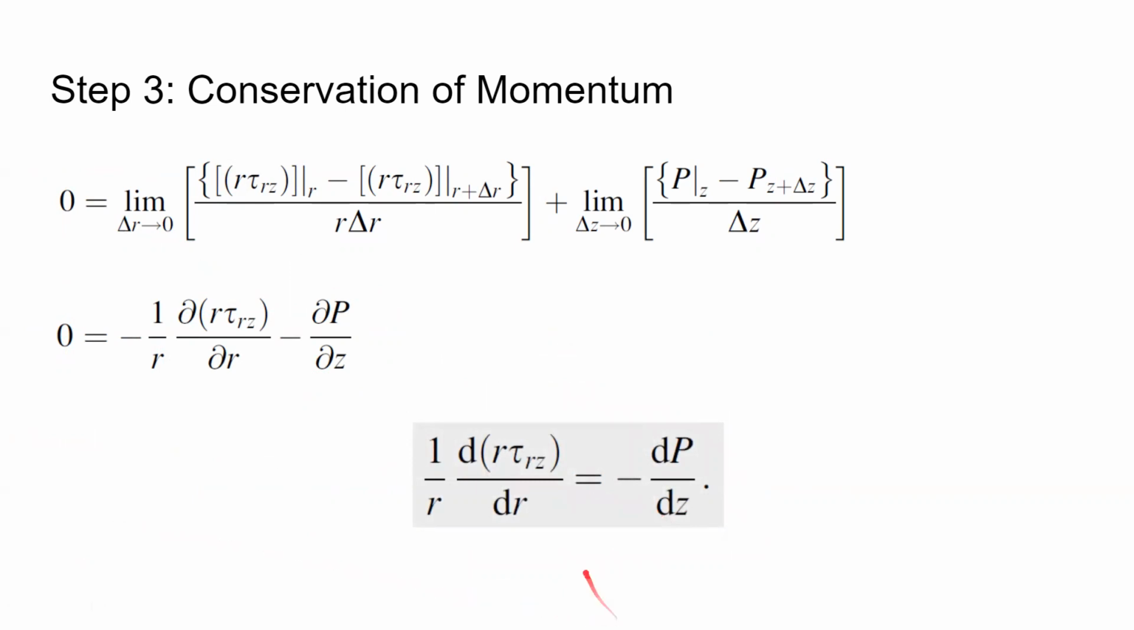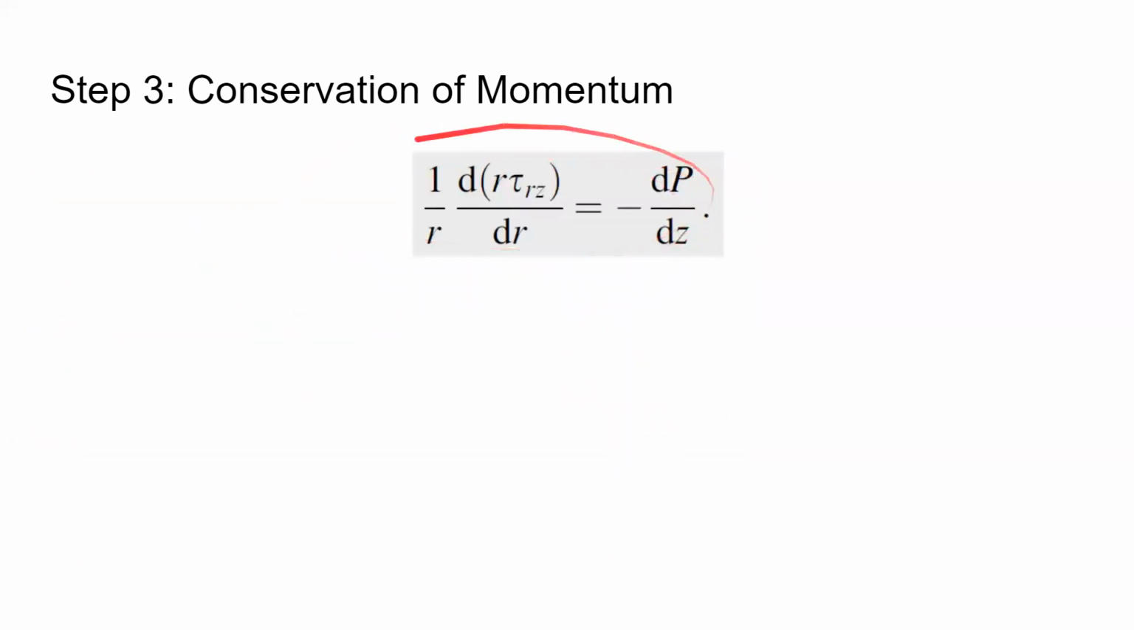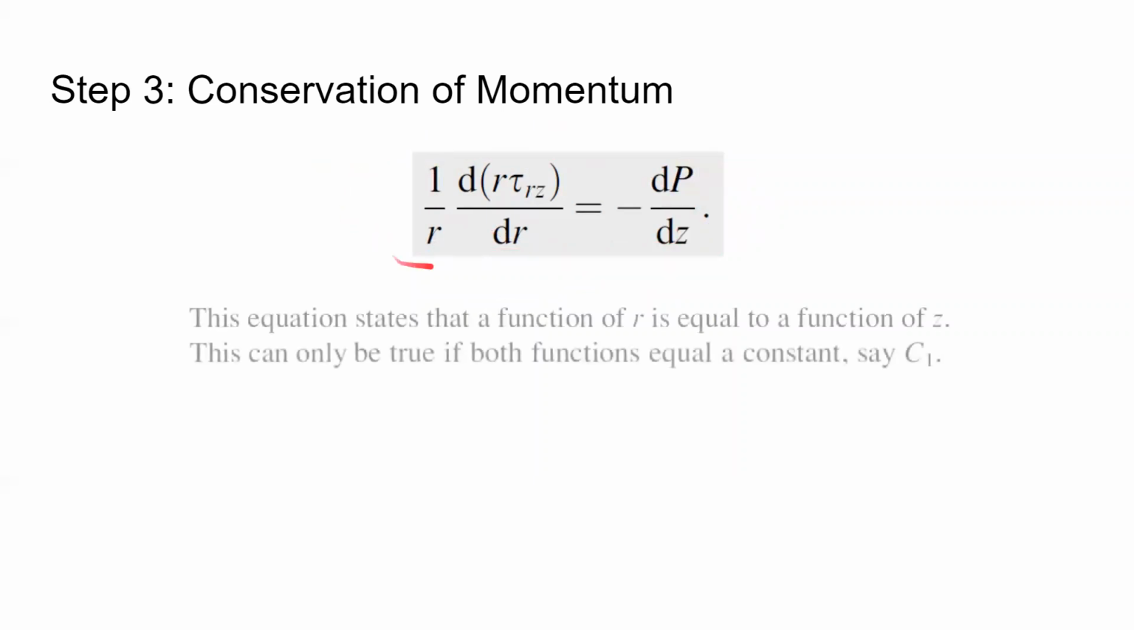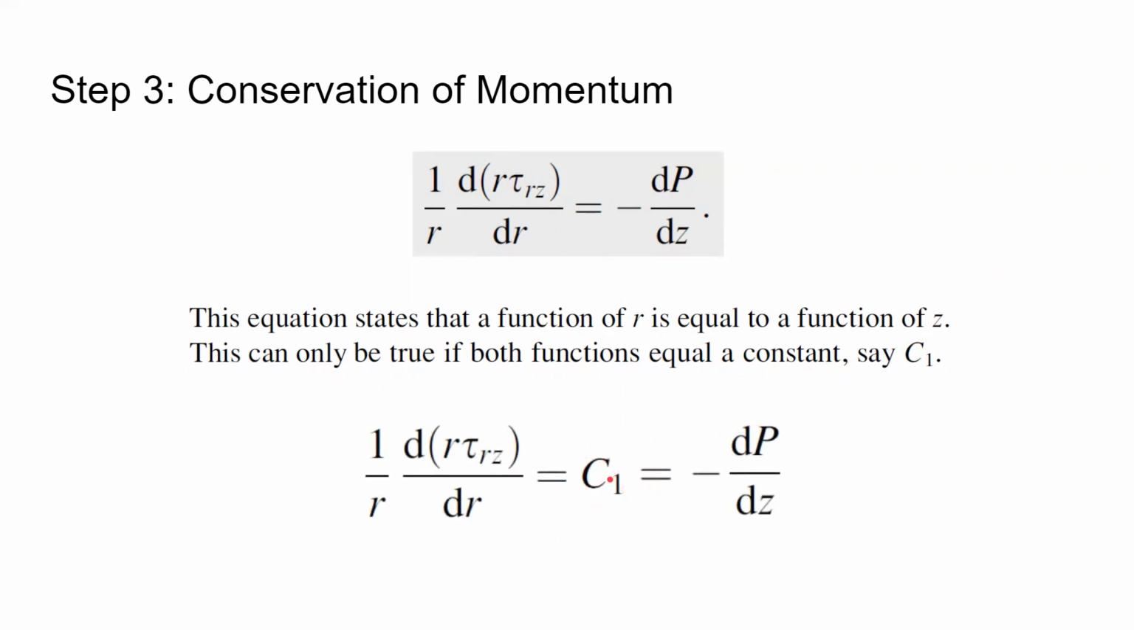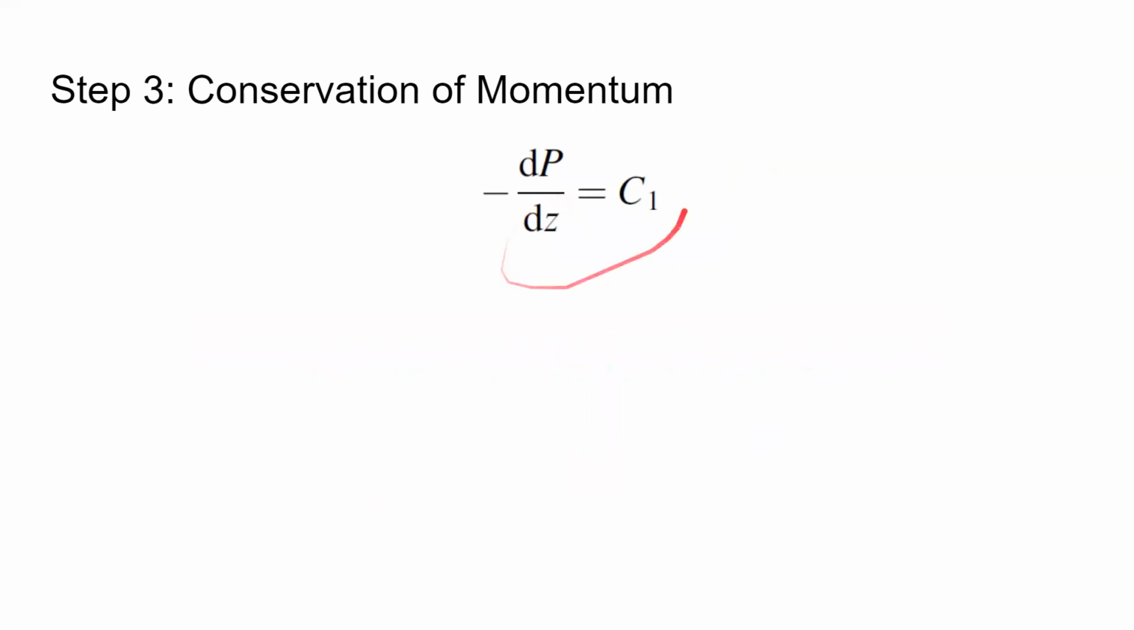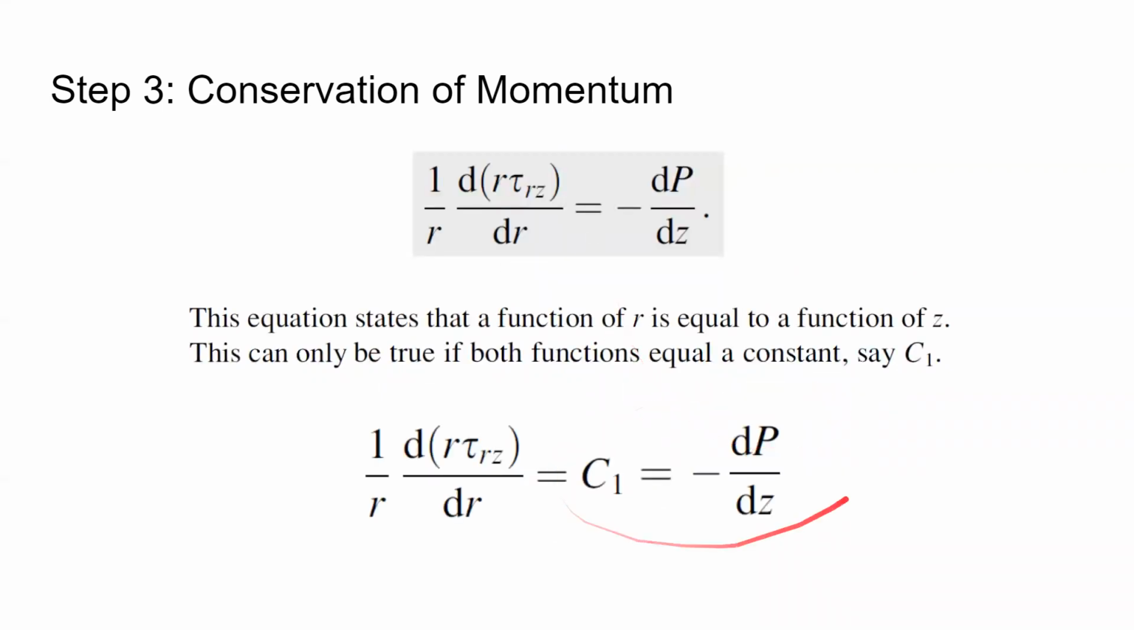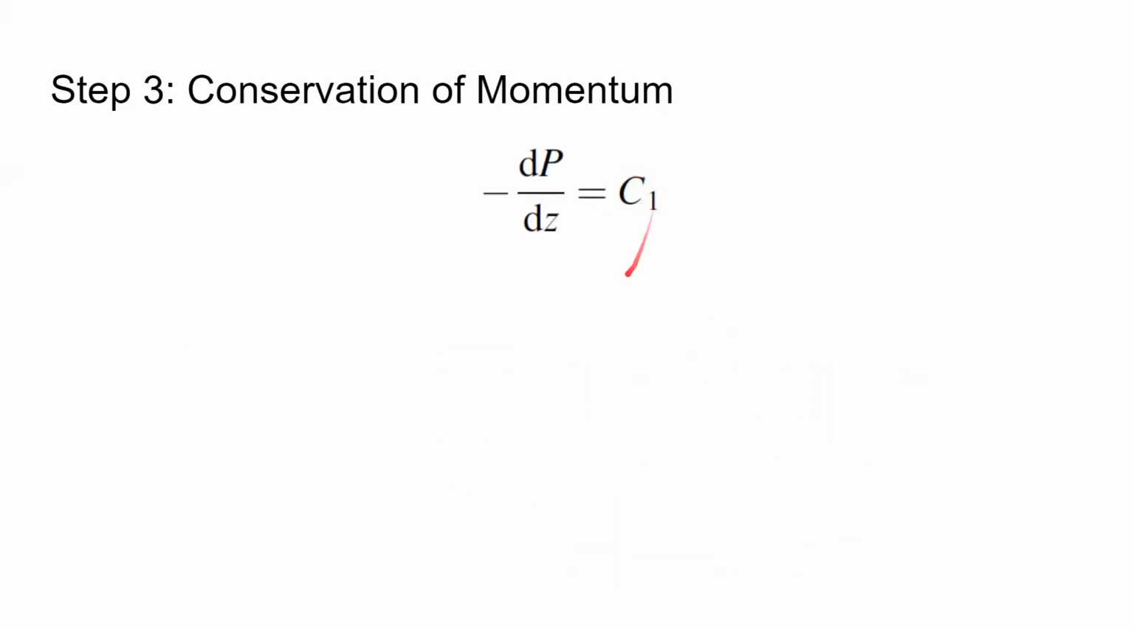And now it says that essentially our differential equation has a function of r that's equal to a function of z. And we know that this can only be true if both functions equal some constant c1. So let's put that c1 in there. So we know we need to find c1. This term is from the previous slide right over here. This right-hand side, we're going to find c1. So we have dp over dz and the negative.